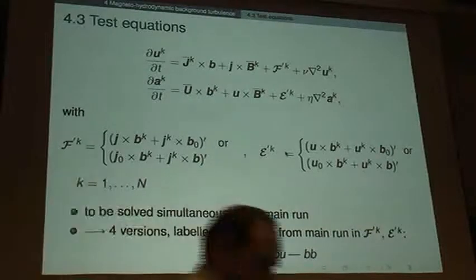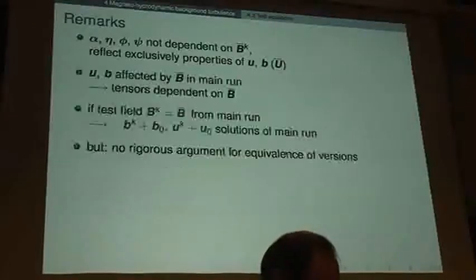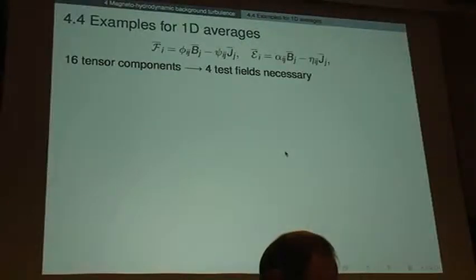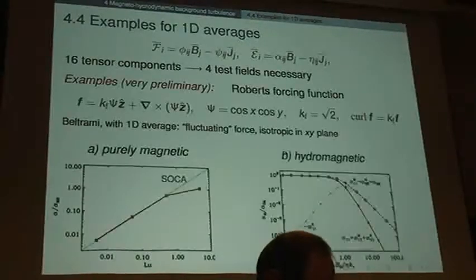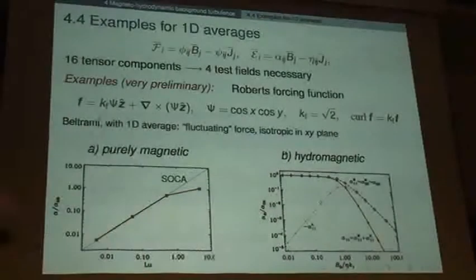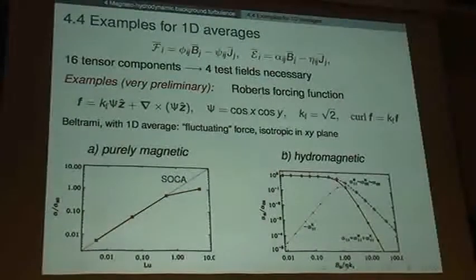And now it's of course interesting. Let us skip the remarks. What is the result? Again, 1D averages. Then we get this ansatz, which is already known for the mean electromotive force. If we would like to have these coefficients too, we would then need in total 4 test fields again.